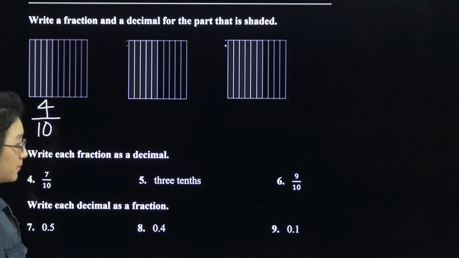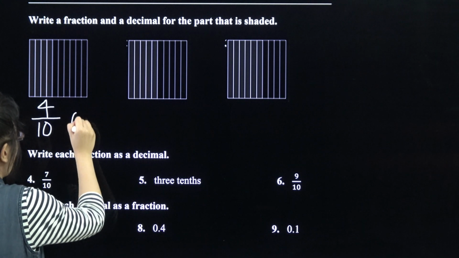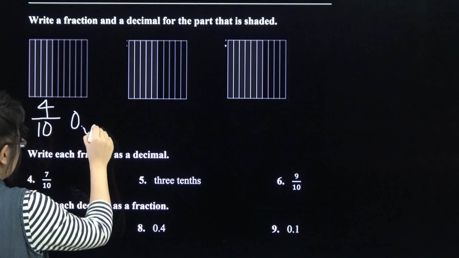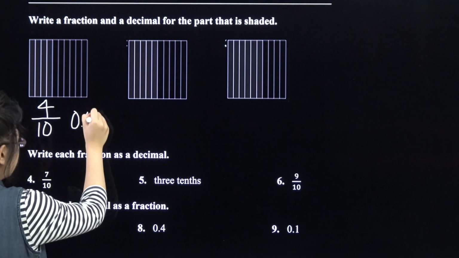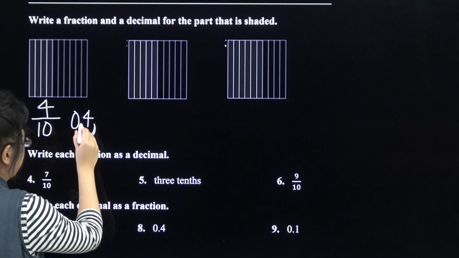The decimal would be, what did I tell you about tenths? They're always to 1 decimal place. So what's on top? 4. This is to 1 decimal place. There is 1 number after the decimal dot.